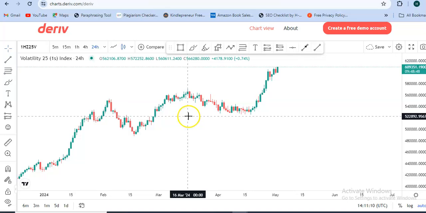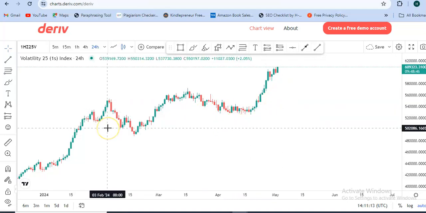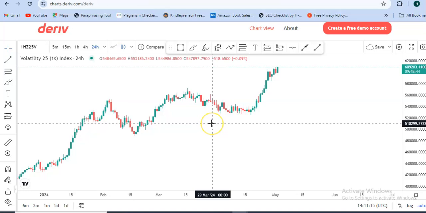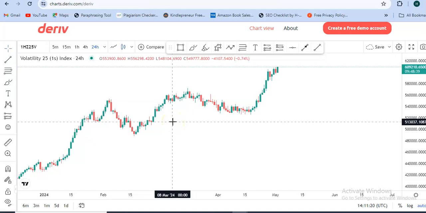In today's video, I want to quickly show you how to analyze the Crash 25 1S index and get your entry at the sniper. Get the sniper entry after getting a very good setup.